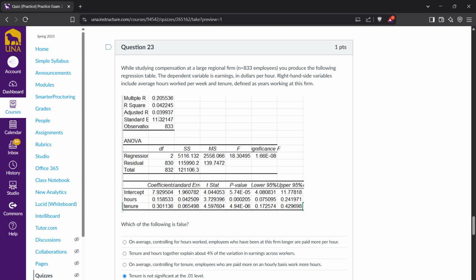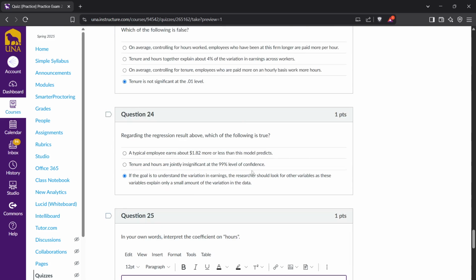But I've also found that 96% of the variation in how much people get paid was not explained by hours or tenure. So this model actually tells me very little about the overall variation in salaries at this firm. If my goal was to understand why some people get paid a lot and some people get paid less, this model didn't tell me very much. It only told me 4%. So I would say the researcher should look for other variables, as these variables explain only a small amount of the variation in the data. That's an excellent conclusion.